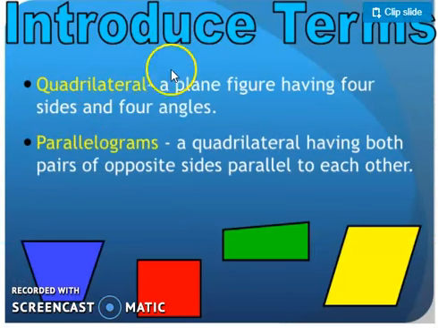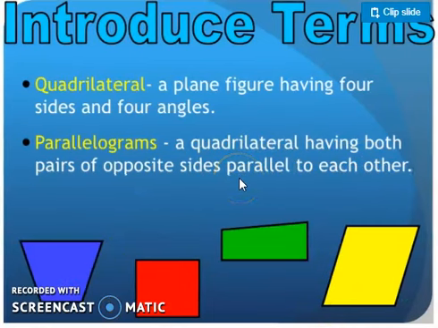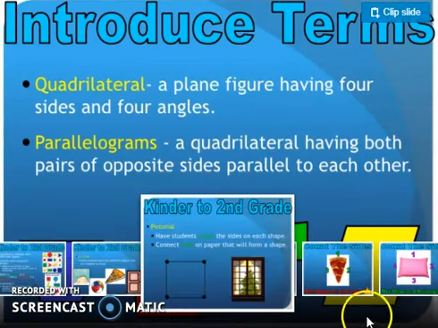Now we will learn the introduced terms of plane figures, like quadrilaterals and parallelograms. A quadrilateral is a plane figure having four sides and four angles, like a rectangle and a square. Parallelograms are quadrilaterals having both pairs of opposite sides parallel to each other. It means a parallelogram is a quadrilateral having both pairs, like these two pairs and these two pairs, equal to each other. Okay.